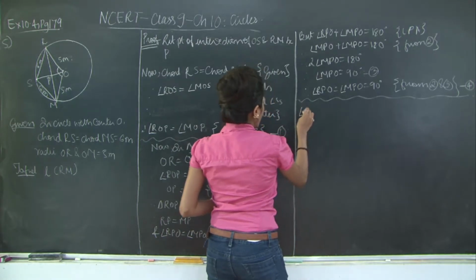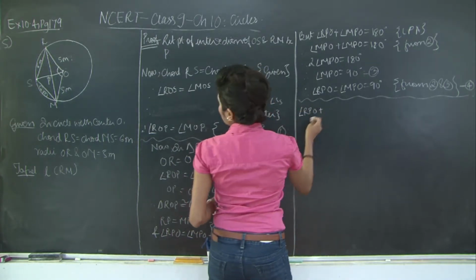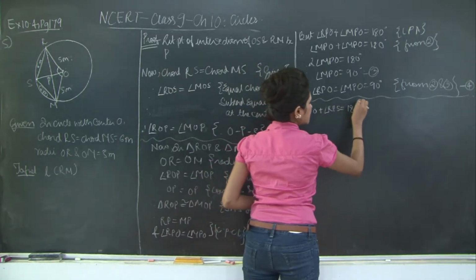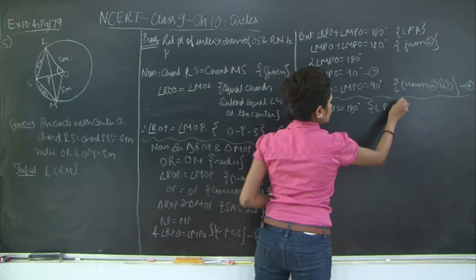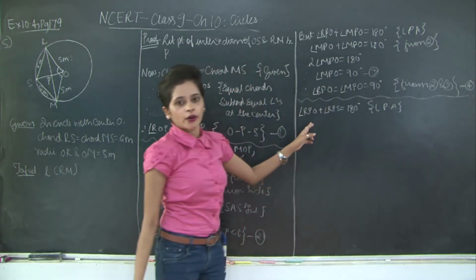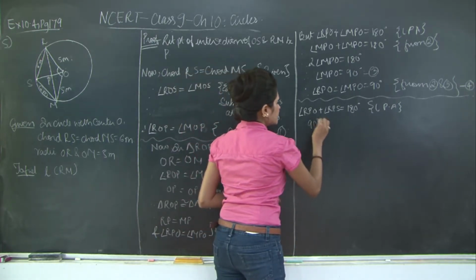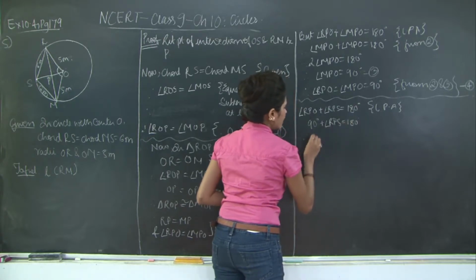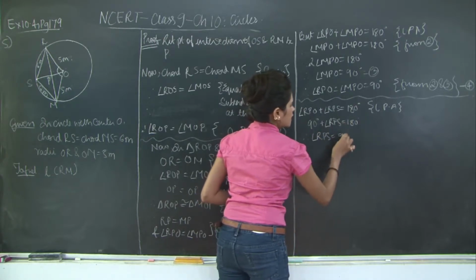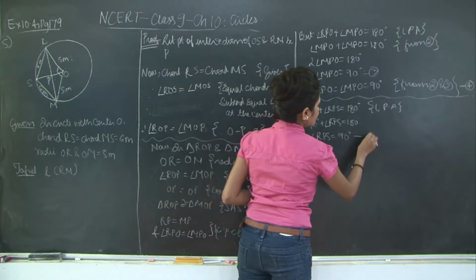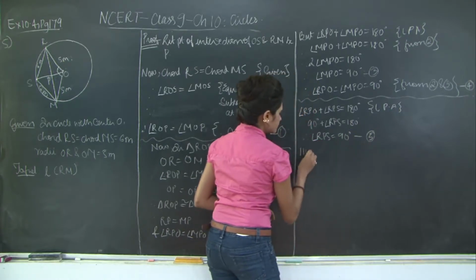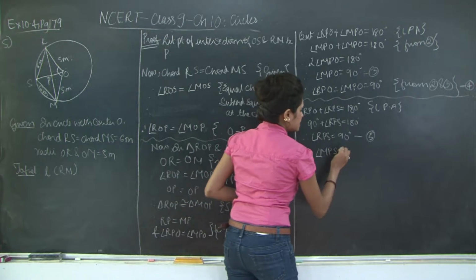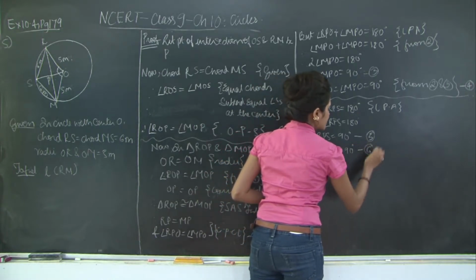Now, angle RPO plus angle RPS is equal to 180 degrees through the linear pair axiom. But we have angle RPO as 90 degrees. So, 90 degrees plus angle RPS is equal to 180 degrees. Therefore, angle RPS is equal to 90 degrees, and I'll mark this as 5. Similarly, angle MPS is equal to 90 degrees. I'll mark this as 6.